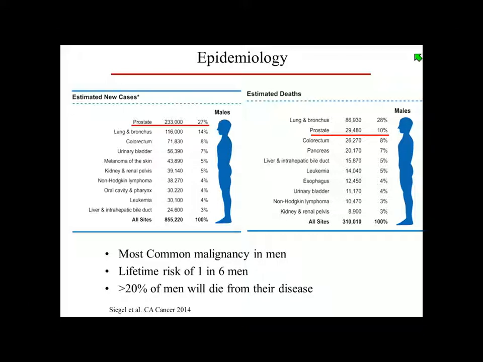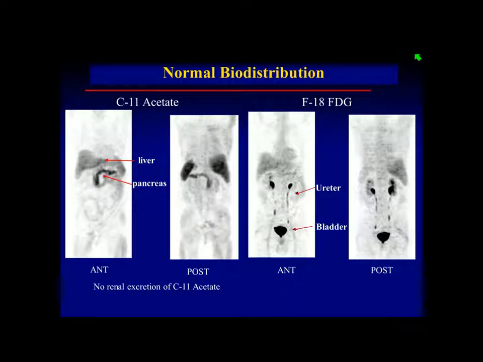So with this, just a bit of information looking at estimated new cases for prostate. Again, this is from 2014, about 233,000 in males, and also in terms of estimated deaths, about 29,000. So it is the most common malignancy in men. Lifetime risk of 1 in 6 will acquire the disease. Greater than 20% of men will die from their disease. So there's a real interest in terms of being able to diagnose this disease.